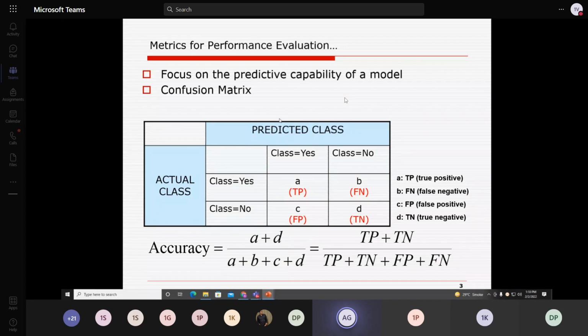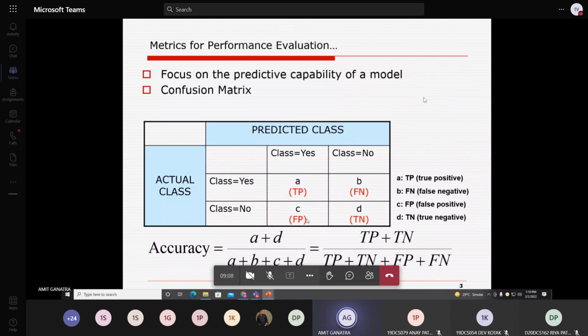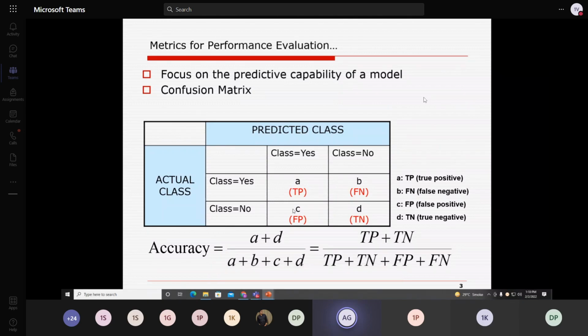This is a general template of the confusion matrix, right? So rows are actual, columns are predicted. There are 2 classes, yes and no, and this is also yes and no. So how many of yes am I actually saying and the system is also saying yes? This is yes to yes, then yes to no: I am saying yes, system is saying no. I am saying no, system is also saying no. I am saying no, system saying yes. So 4 combinations are there: yes-yes, yes-no, no-no, and no-yes. Based on that, I am calling these A, B, C, and D.